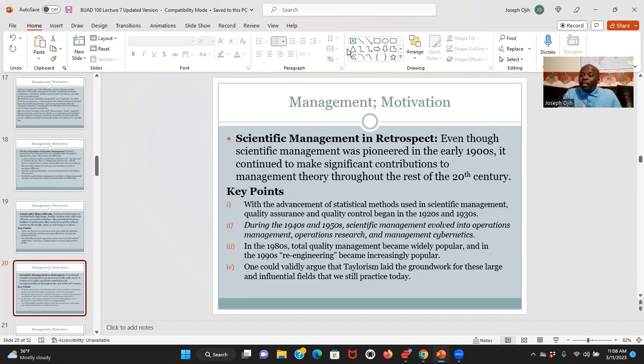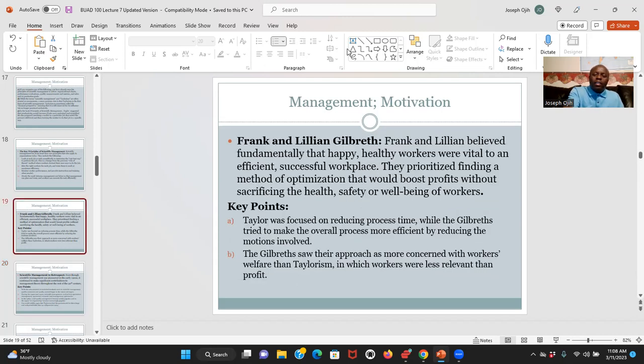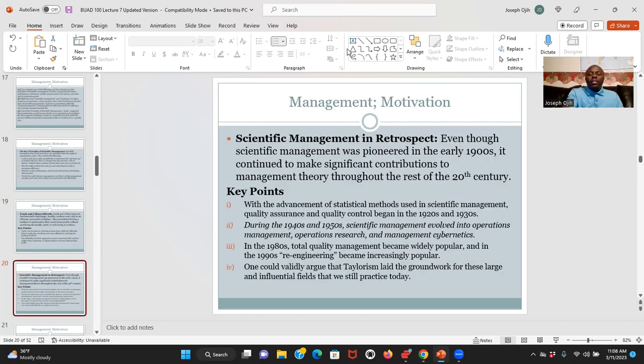to be the father of scientific management, that Taylor and the other people, Frank and Lillian Gilbreth, I would say that they laid the groundwork for this large and influential practice, influential fields. I will put it this way: they laid the groundwork for the development of operational management, operation research, and management cybernetics today.